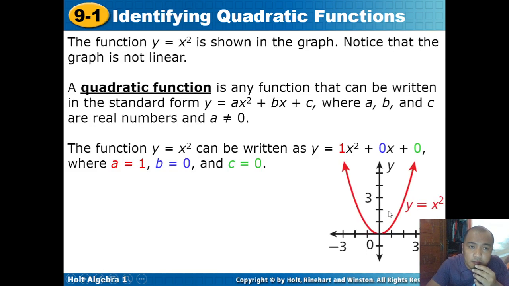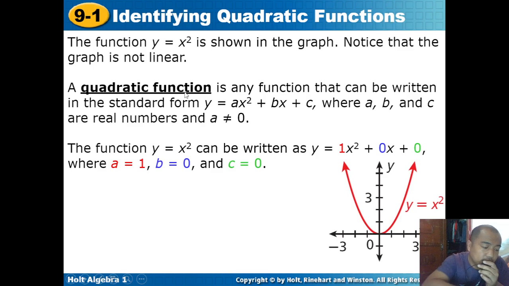Okay, so the function y equals x squared is shown in the graph. Notice that the graph is not linear. Of course, the graph of a linear function is only a straight line. So as you can see here, the graph is a smooth curve, which is called a parabola. So parabola is what we call the graph of a quadratic function.